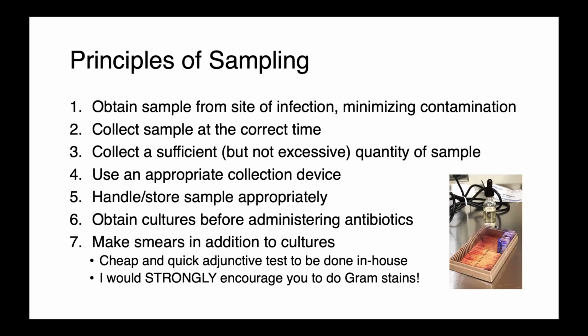I would really encourage you to make smears in addition to cultures. This is a cheap and quick adjunctive test that can be done in-house. And gram staining specifically is a very, very useful addition. Knowing whether an organism is gram positive or gram negative can help guide your therapeutic selection. And as you'll see throughout the course of this class, bacterial morphology can help you to come up with a preliminary etiological diagnosis that can also impact therapeutic selection.